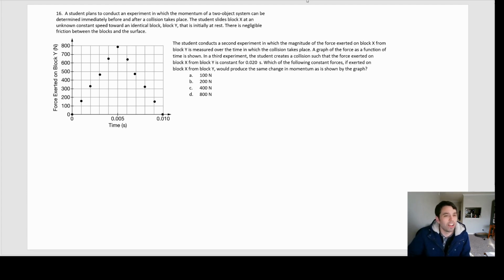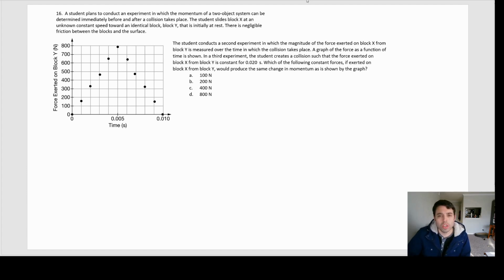All right. A student plans to conduct an experiment in which the momentum of a two-object system can be determined immediately before and after a collision. This question is a mouthful, right? But it's actually really simple what it's asking. But let's read the whole thing to see what's going on. All right, so the student wants to plan an experiment. We've got a two-object system that can be determined immediately before and after the collision takes place. Okay, so he's got some apparatus where he can find the momentum of a two-object system before and after a collision.